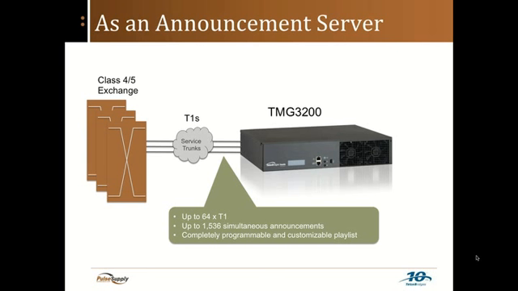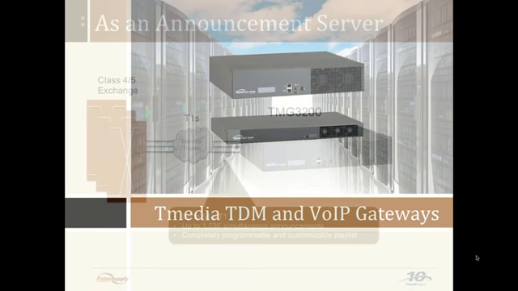The gateways are available in a number of different capacities. I'm showing here an example where this TMG 3200 unit supports up to 64 T1s, so we can play 1,500 simultaneous announcements. Possibly that can be useful for you if you consolidate your announcement servers into a single device, or you may select to use a gateway which supports fewer ports, and that's also possible as well.